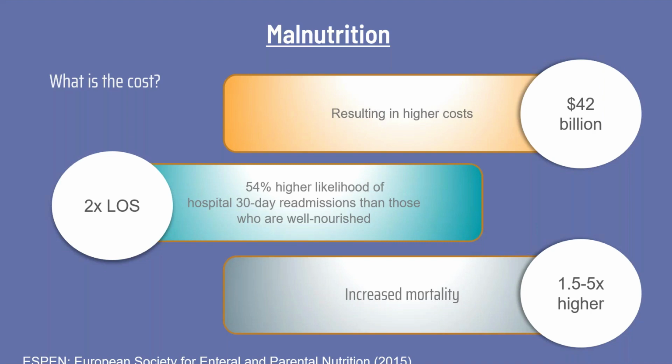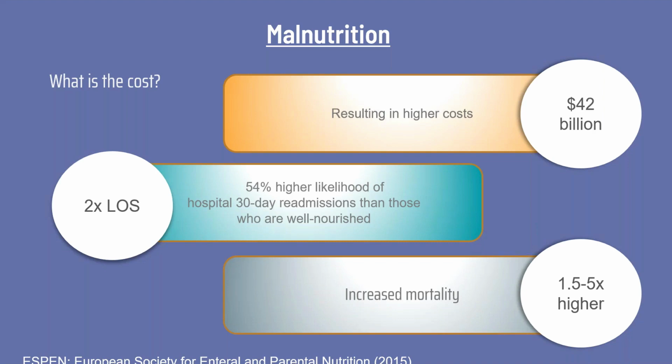And then the ultimate cost of increased mortality associated with malnutrition in this older adult population is anywhere between 1.5 to 5 times higher than that of a person who might be well nourished. And this data comes from the European Society for Parenteral and Enteral Nutrition.